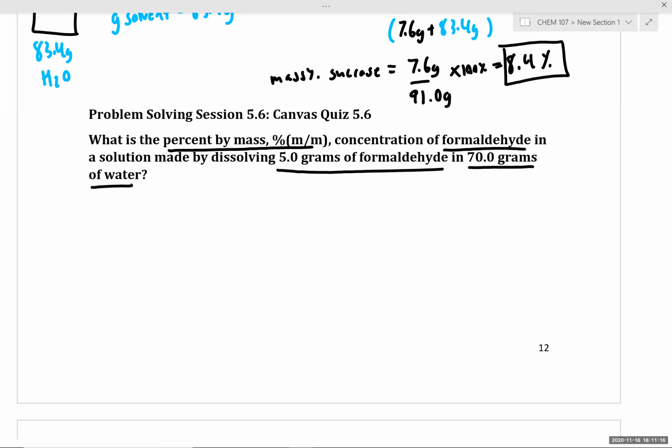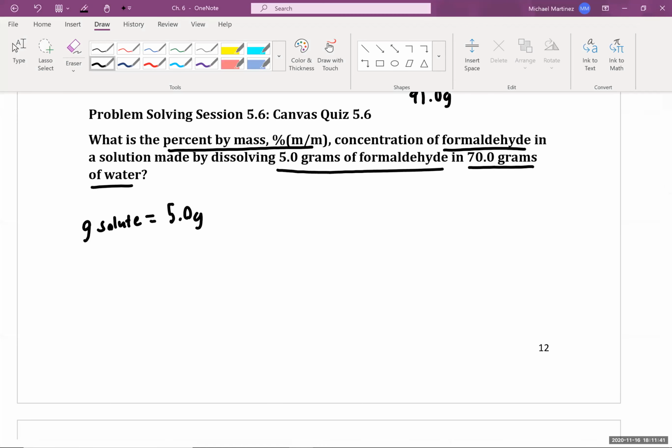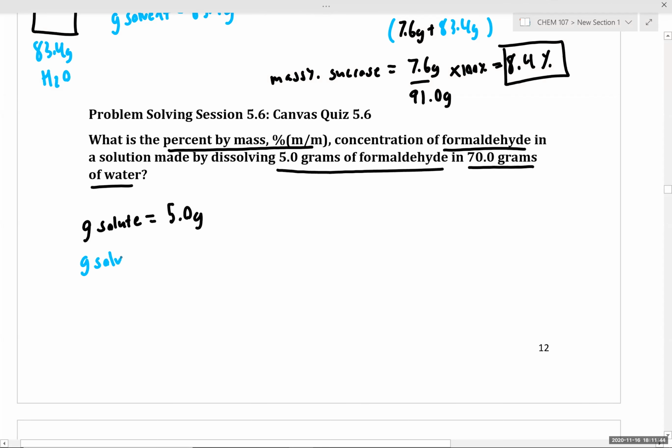Okay, so let's discuss this example. For our grams of solute, what is our solute in this case? 5.0 grams of formaldehyde. Yep. So our grams of solute, we have 5.0 grams of formaldehyde. Okay, and what about our solvent? What is our solvent in this case? What is our major component of the solution? Yep, so we have 70.0 grams of water.